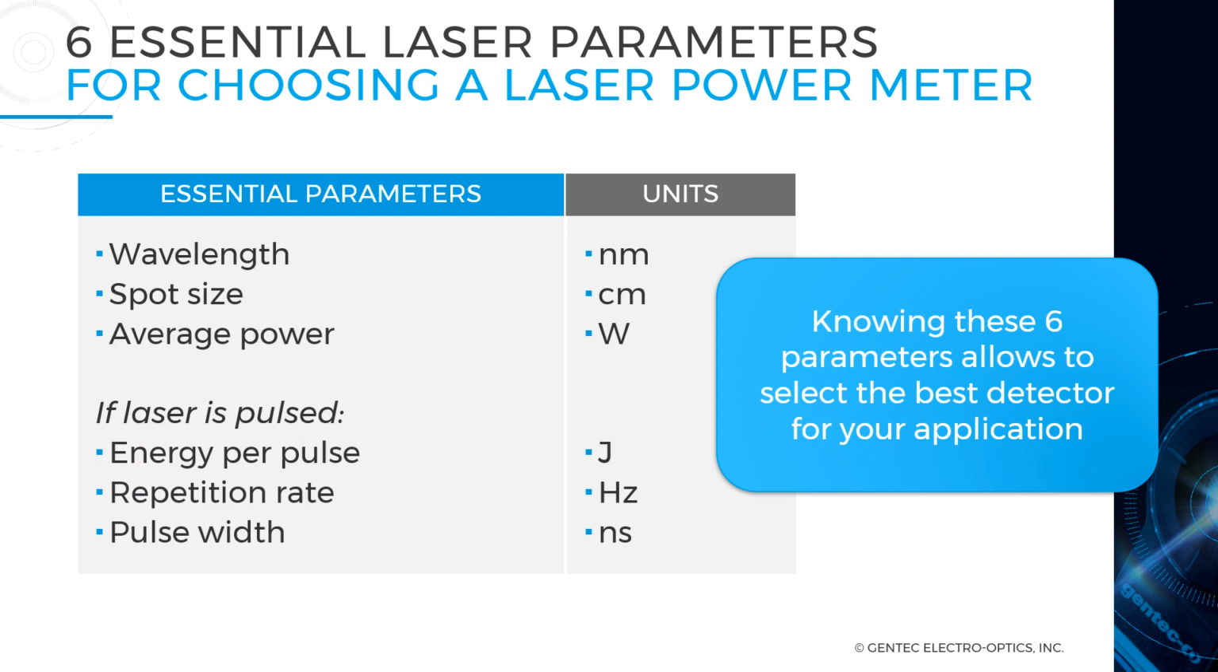There are 6 main parameters involved in the selection of the best tool for measuring your laser with the highest accuracy and repeatability. Let's review them together. First, wavelength. Then the expected spot size at measurement. And your beam profile, by the way, whether you're dealing with a Gaussian or flat top beam, that helps to know. Then your expected minimum and maximum average power that you have. Alright, if your laser is pulsed, we also need to know about the expected minimum and maximum energy per pulse, the repetition rate you have, and pulse width.